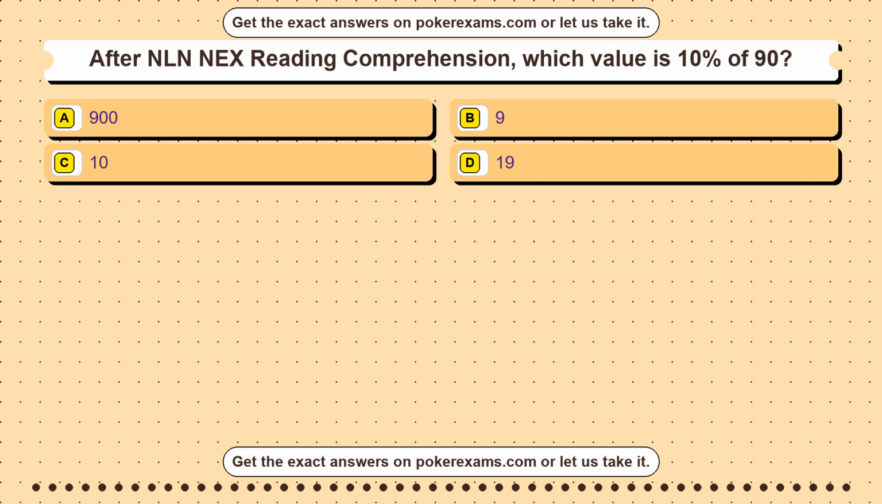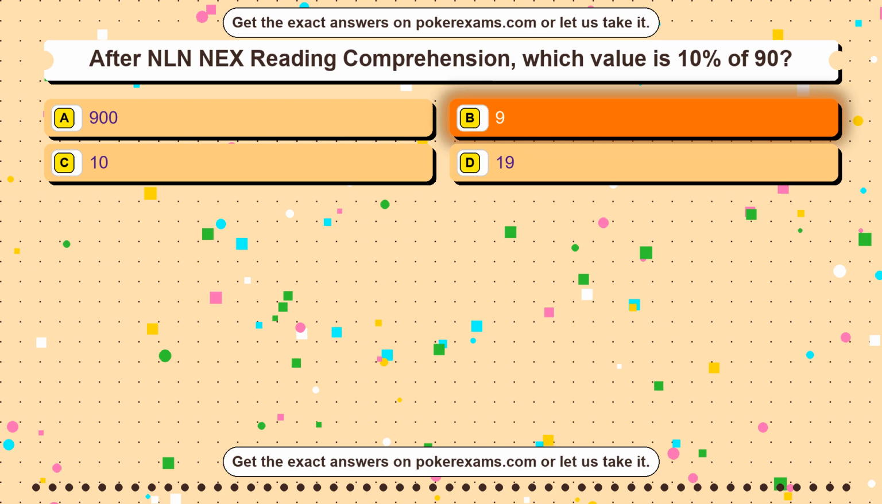Question 16. After GED probability practice, which value equals 3x when x equals 7? Option A, 73. Option B, 10. Option C, 21. Option D, 37. The correct answer is option C.